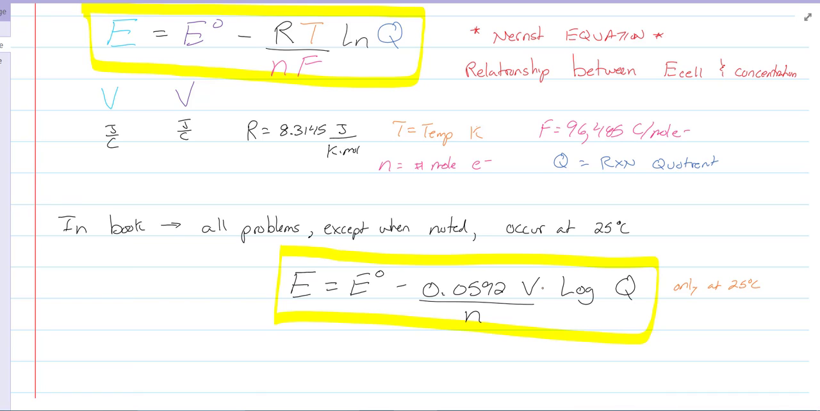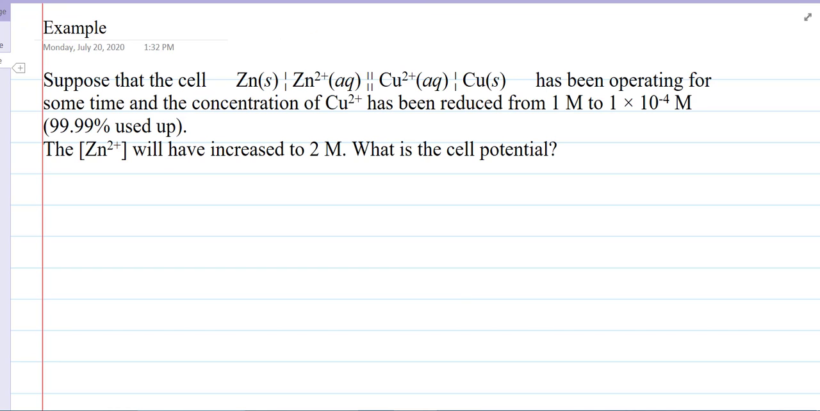All right, so let's do an example of this real quick. Suppose that the cell, that Daniel cell, zinc and copper 2, has been operating for some time, and the concentration of copper 2 has been reduced from 1 molar to 1 times 10 to the negative 4th molar, which is 99.99% used up. Zinc's practically 2 molar now, practically doubled. What's the cell potential?